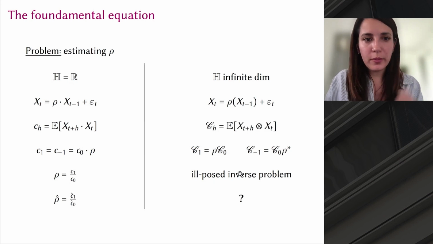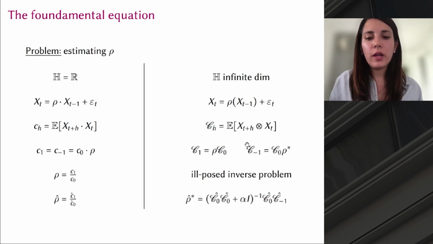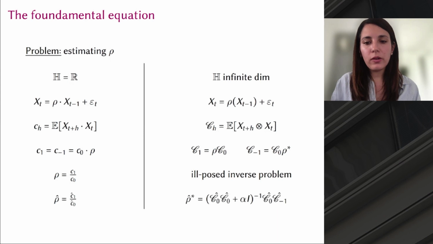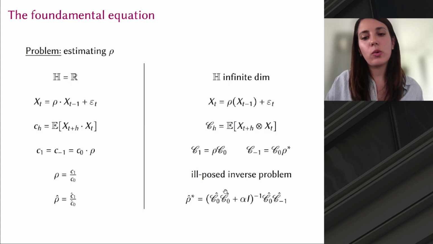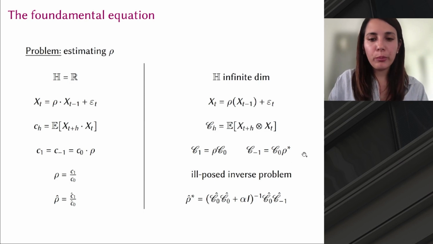As I said, in finite dimension you can just take a plug-in estimator. In the infinite dimensional setting, you have to be more careful. And we proposed an estimator like this one, which is a version of a ridge estimator. Here you can see a parameter alpha and the identity. So you regularize this quantity to be able to invert it. And we also proved some consistency results, which I'm going to show you.